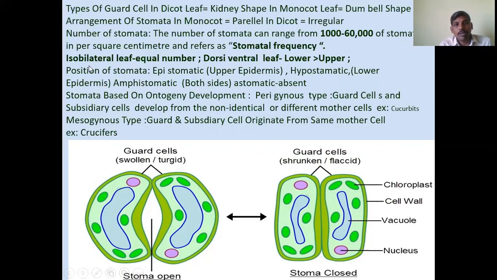Normally in monocots, the leaves are isobilateral type, so an equal number of stomata are present in both epidermises. But in dicots, the leaf is dorsiventral type. In dorsiventral leaves, the stomata number is more in the lower epidermis than the upper epidermis. The upper epidermis directly faces the sunlight, that's why the stomata number is less compared to the lower epidermis.